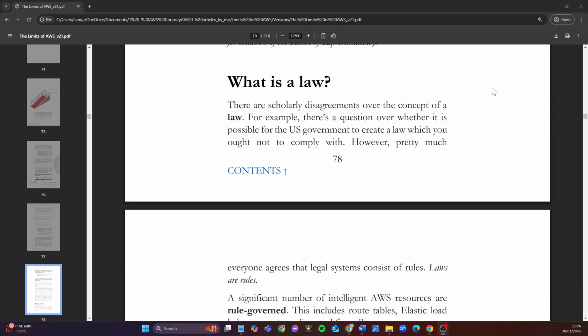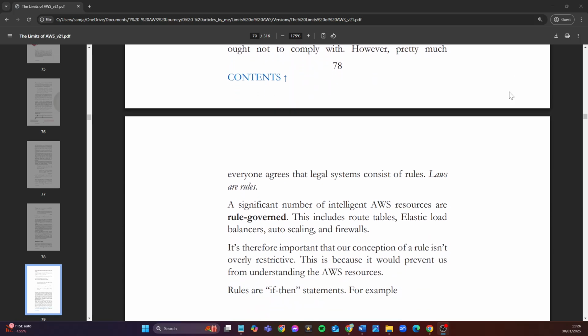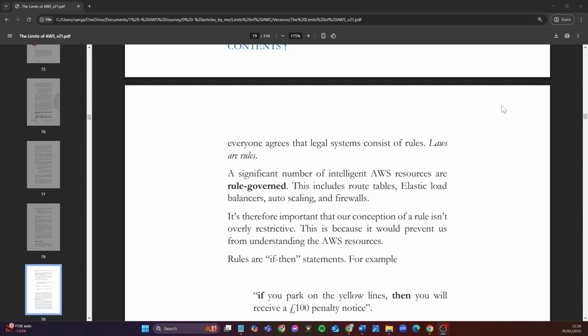What is a law? There are scholarly disagreements over the concept of a law. For example, there's a question over whether it is possible for the US government to create a law which you ought not to comply with. However, pretty much everyone agrees that legal systems consist of rules.